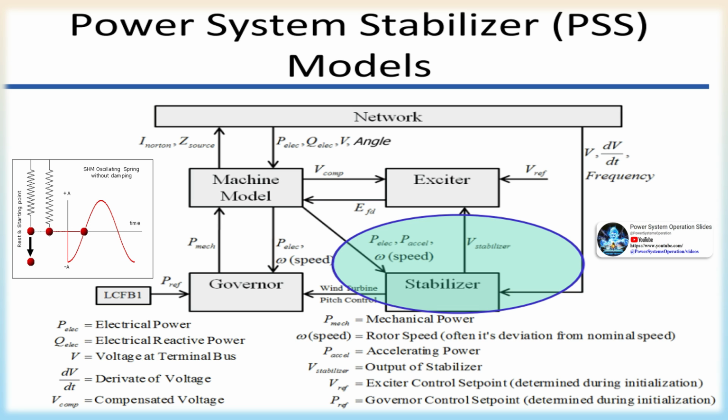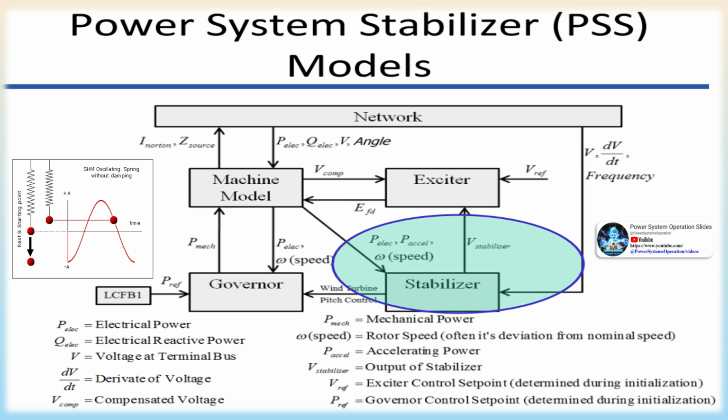Functions of a PSS. The PSS adds a signal to the excitation system proportional to speed deviation. This adds positive damping. Other inputs, like power, voltage or acceleration, can be used. The signal is generated locally from the shaft. Both local mode and inter-area mode can be damped.